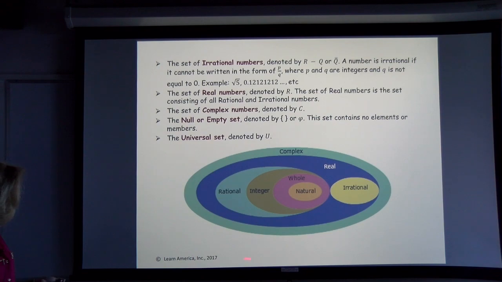So here's sort of a Venn diagram of the set of numbers that we're looking at. The complex numbers is the largest set. These are made up of the real numbers and the imaginary numbers, which we haven't gotten to yet. You'll learn about those probably next year. Then we have the real numbers that are broken up into the irrationals and the rationals. And then a subset of the rationals are the integers. A subset of that are the whole numbers, and a subset of that are the natural numbers.